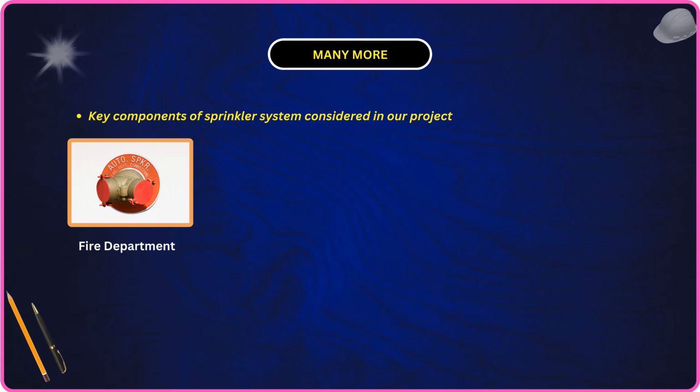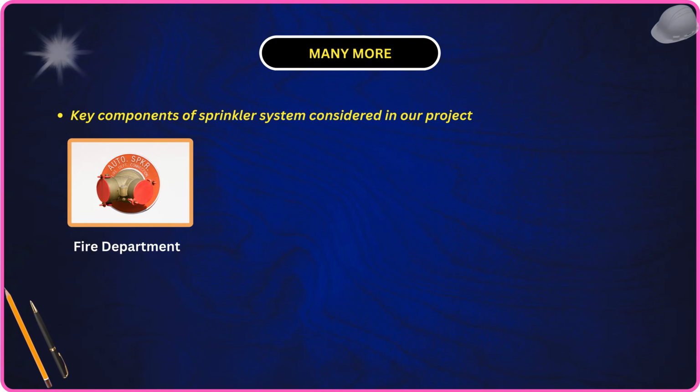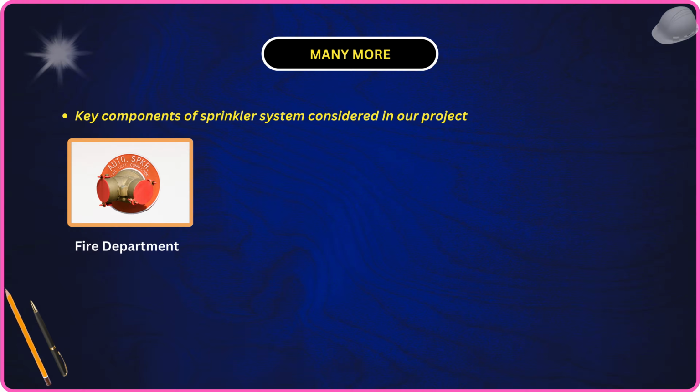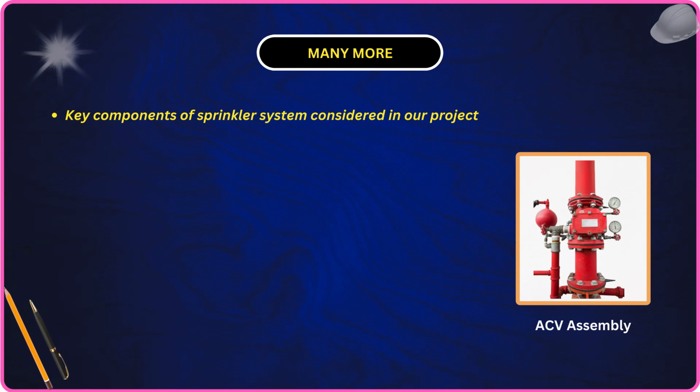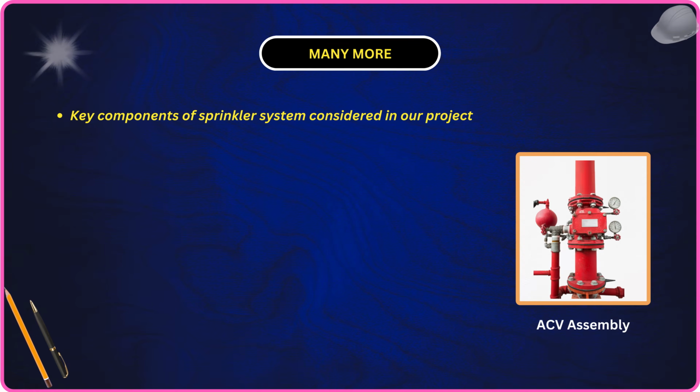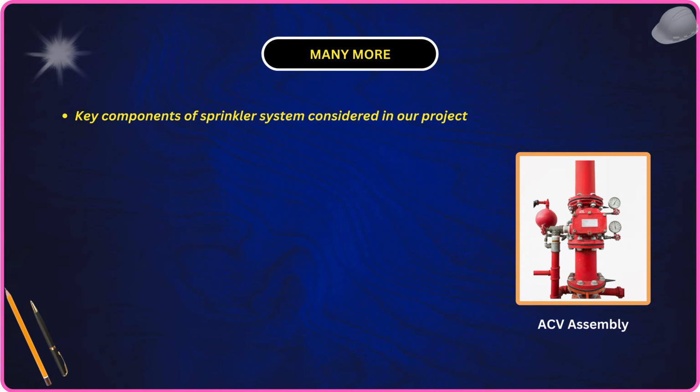Fire department connection. We consider two-way inlet 65 mm size for fire department connection with cap and chain. This will provide an auxiliary water supply to the sprinkler system. Alarm check valve assembly. This covers OS&Y gate valve with tamper switch, alarm check valve, bell, retard chamber, pressure switch, flow switch, and pressure gauges.